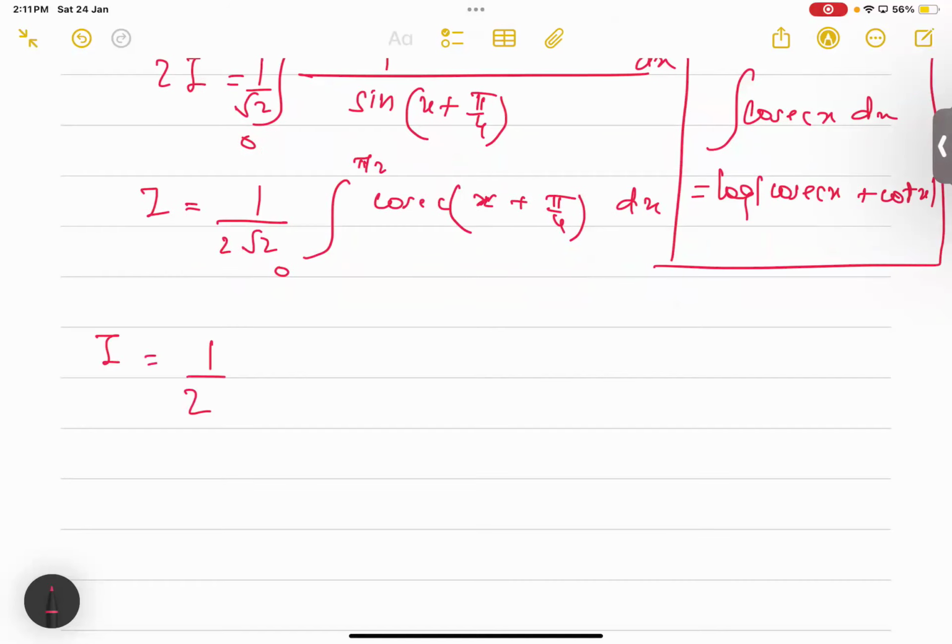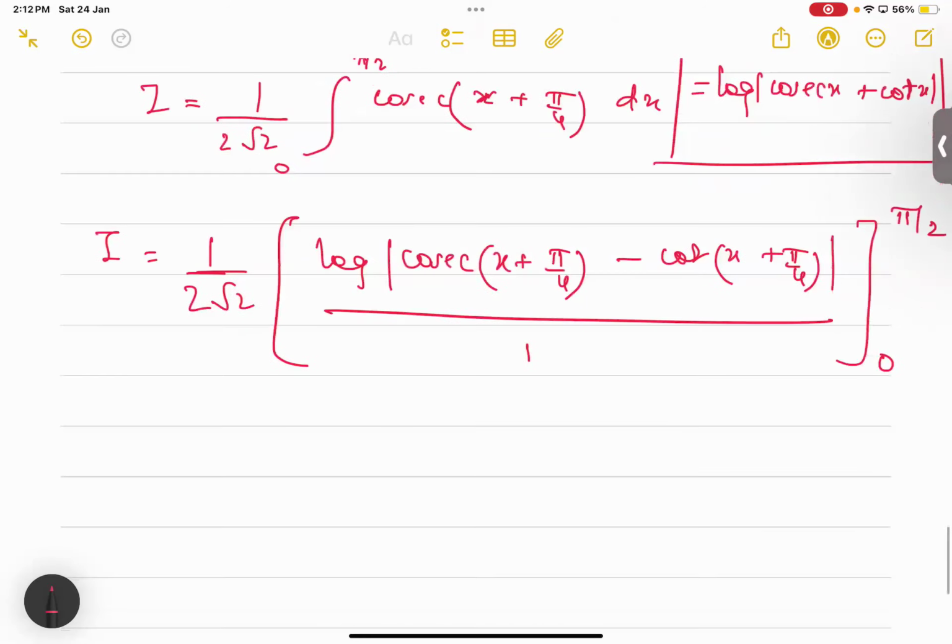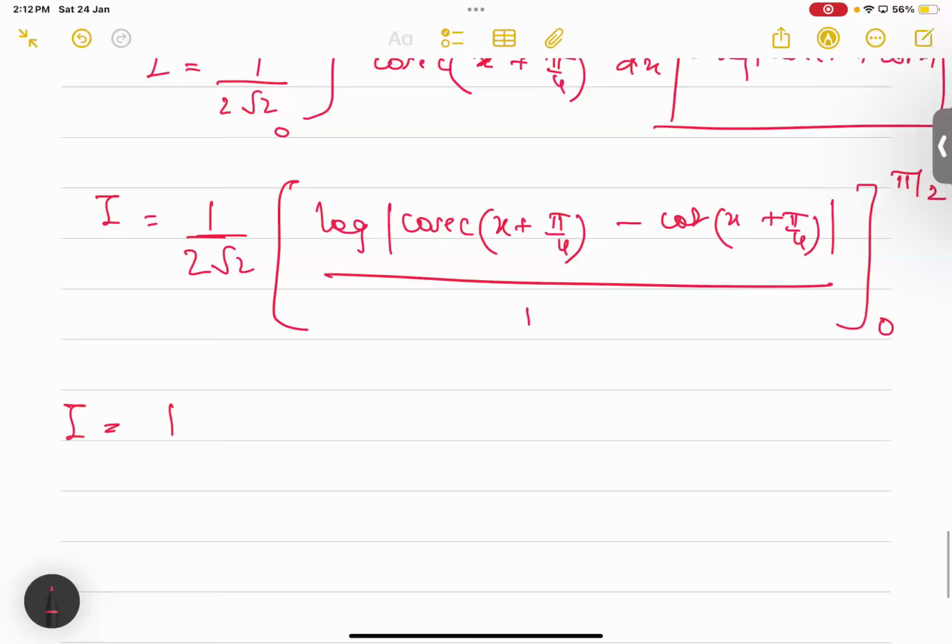1 by 2 root 2 log cosec x plus pi by 4 minus cot x plus pi by 4, upon 1. Why upon 1, guys? Okay, chain rule, x plus pi by 4 derivative is 1. Correct. Now what to do? 1 by 2 root 2, same thing, box minus box.